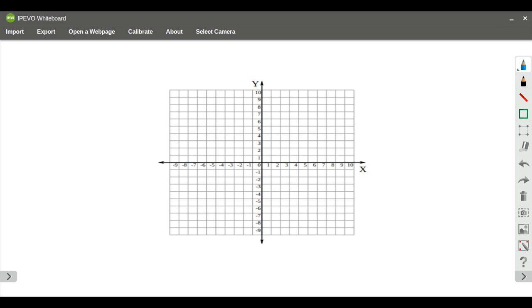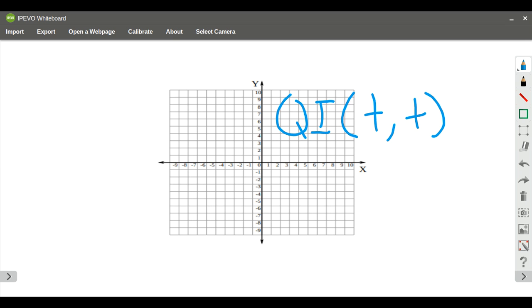So my quadrant 1 is going to be here. Now, quadrants are always done with Roman numerals, so you need to make sure that you label it with a Roman numeral. And for the coordinates in quadrant 1, I'm going to have a positive x and a positive y.